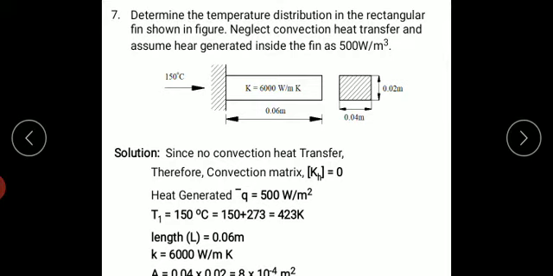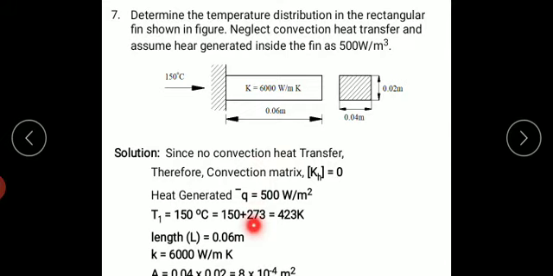Since no convection is happening, the convection term hA is equal to 0. Heat generation, I will call it Q dash, is equal to 500 watt per meter cube. T1 is 150 degrees Celsius. Be careful here: the K value is in watt per meter Kelvin, so I have to convert the degree Celsius into Kelvin. I have to add 273. I got 423 Kelvin.